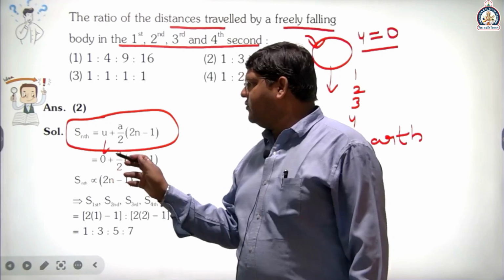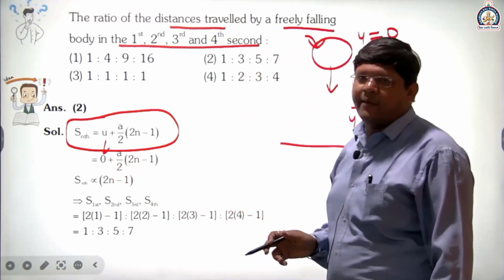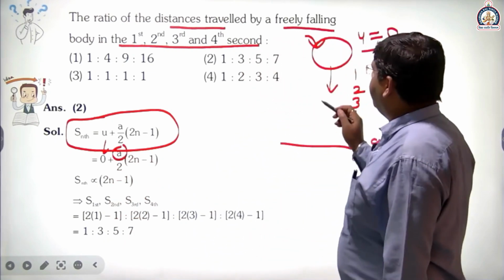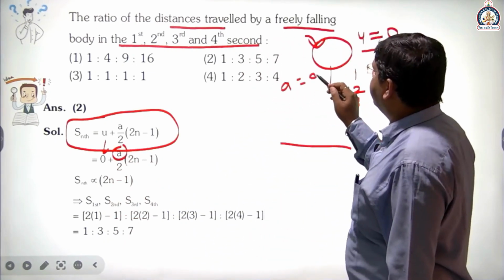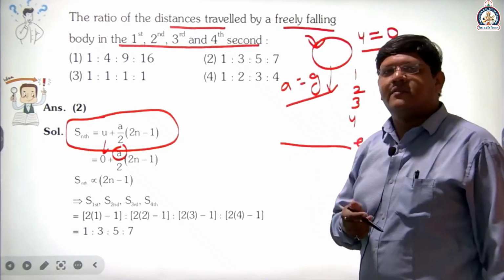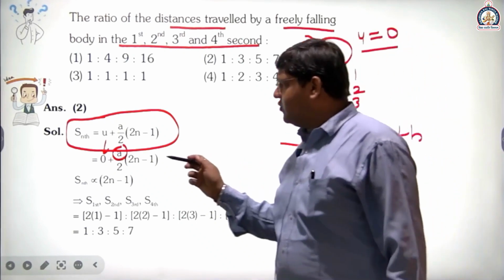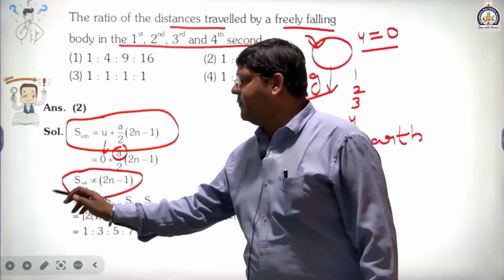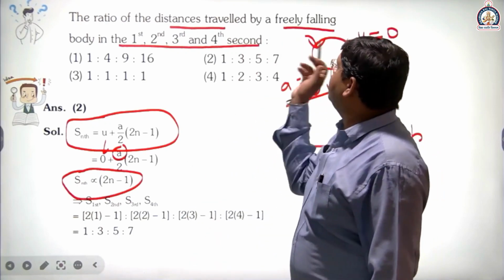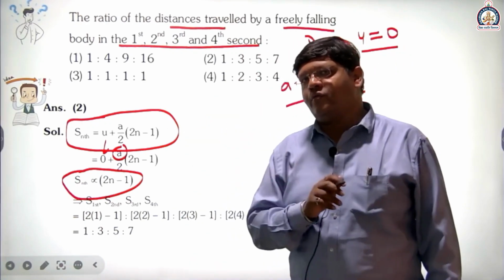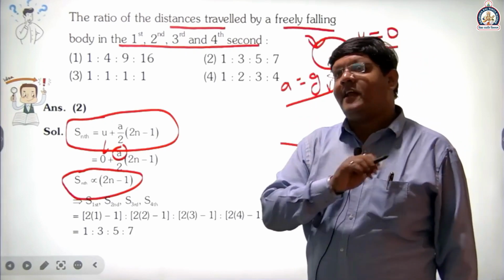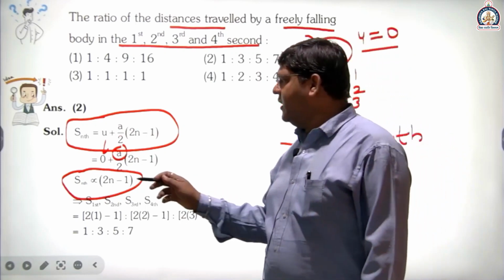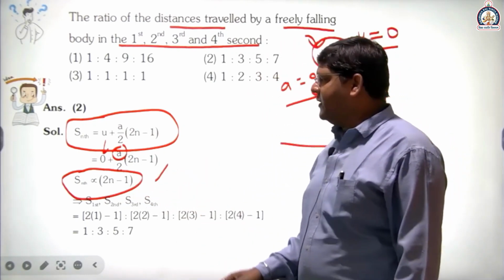Putting the value of u equal to 0, we get a by 2 into (2n minus 1). Now a is the acceleration, and when the object is in free fall condition, its acceleration is equal to acceleration due to gravity, which is the same in all the seconds 1, 2, 3, 4. So we remove the same things, because this question is about the ratio. When we have to calculate ratios, the common thing is always eliminated. That's why we remove u and a by 2. So the relation remains Sn is proportional to 2n minus 1.